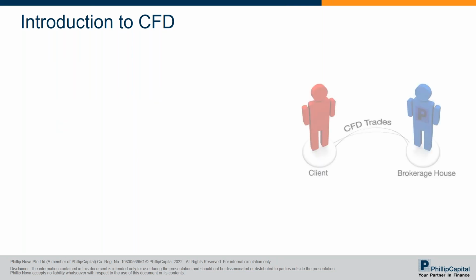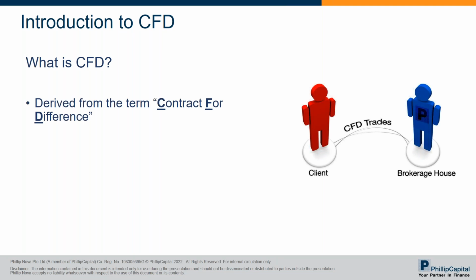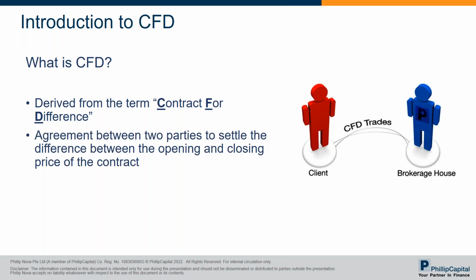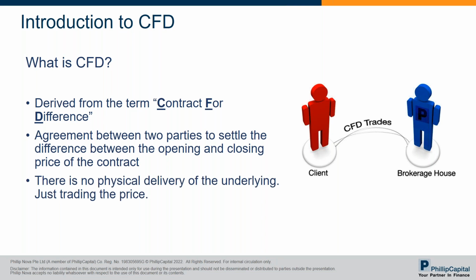Diving deeper into CFD, it is derived from the term contract for difference. The name is pretty much self-explanatory, but sometimes we need to read into the definition more. Essentially, it is an agreement between 2 parties to settle the difference between the opening and the closing price of a contract. There is no physical delivery of the underlying. You are basically just trading the price.